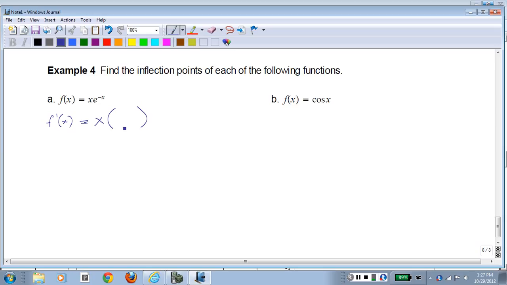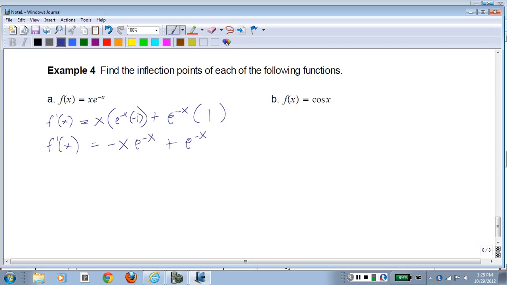The derivative of e to a power is e to that power times the derivative of that power. So this is the first times the derivative of the second. And then it's the second times the derivative of the first. E to the negative x times the derivative of x, which is 1. So negative x e to the negative x plus e to the negative x.